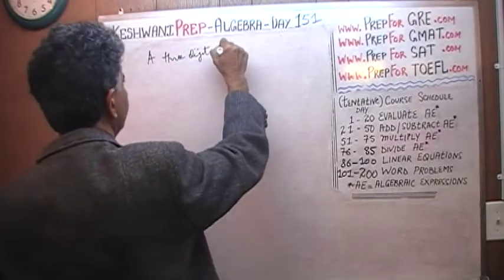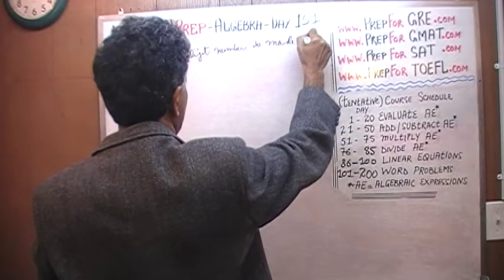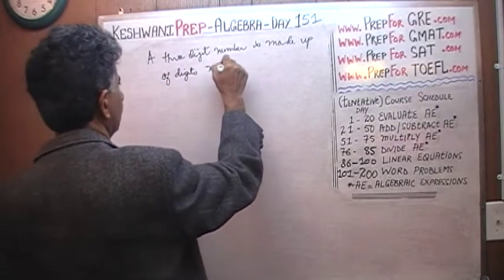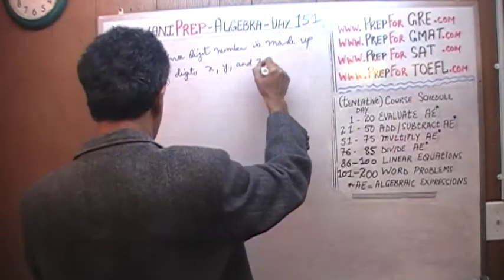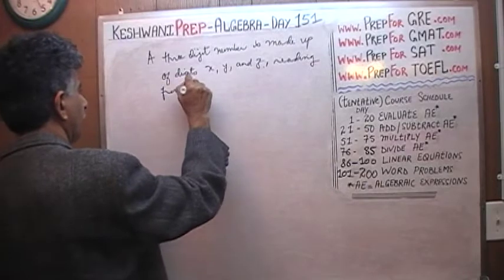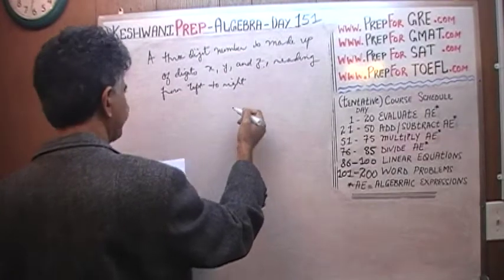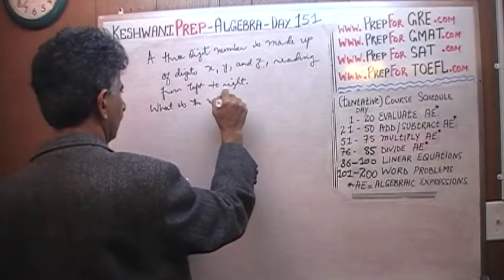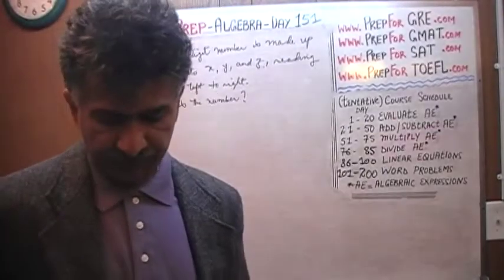A three-digit number is made up of digits x, y, and z. You see where we're going with it? The question simply is, x, y, and z reading from left to right. The question simply is, what is the number? How do we express that number in the language of algebra?